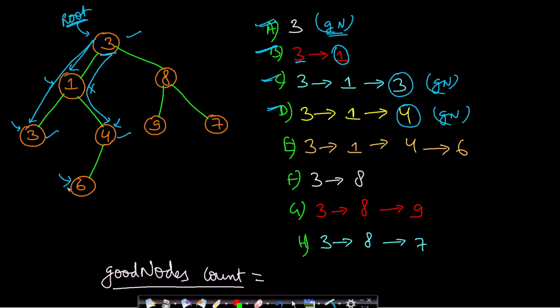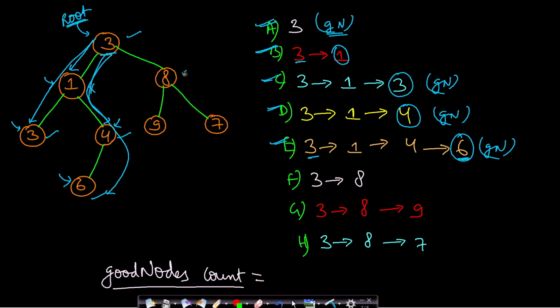If we look at this 6, then what is the path? It is 3, 1, 4, 6. It is denoted in sequence E. Is there any node from root to current node which is greater than the current node 6? There is no node, right? The other nodes are 3, 1, 4, and they are all less than or equal to this 6, and therefore this will also be a good node.